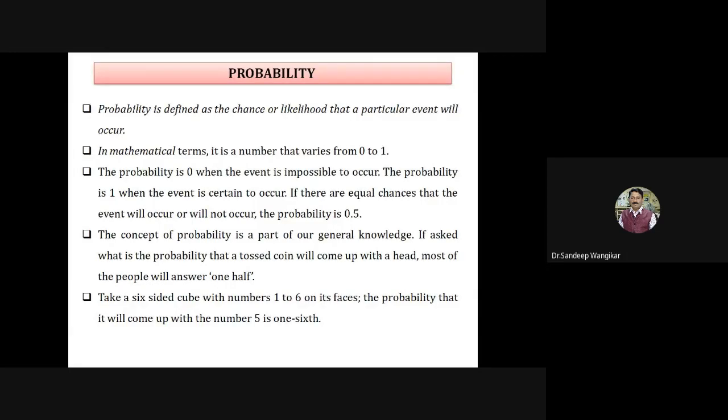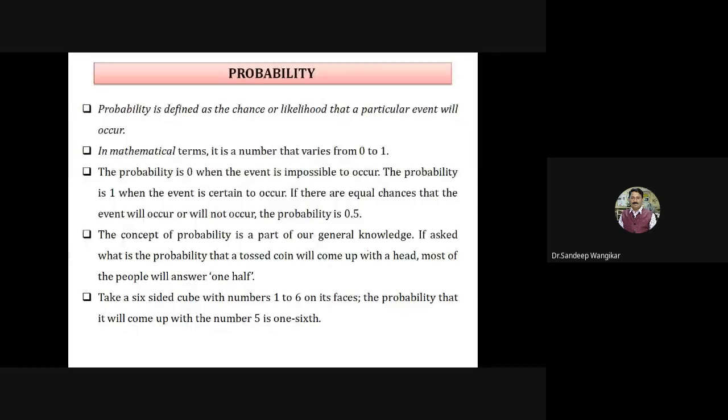So these are different cases mentioned here. When there are very less chances, negligible chances, when it is highly difficult or impossible for the event to occur, then the probability is 0 for that particular event. When the event is certain to occur, definitely it will occur, guaranteed it will happen, then the probability is 1.